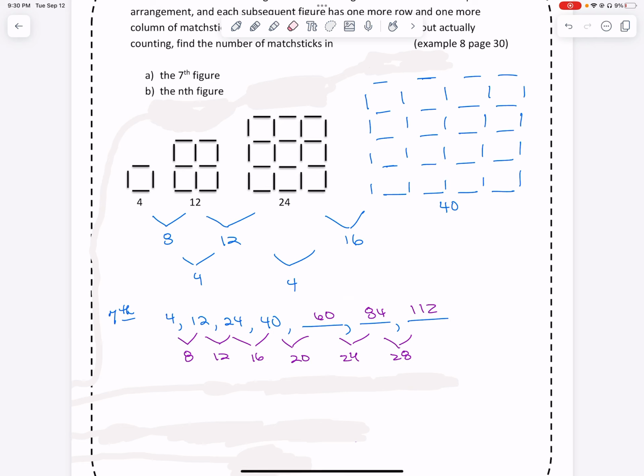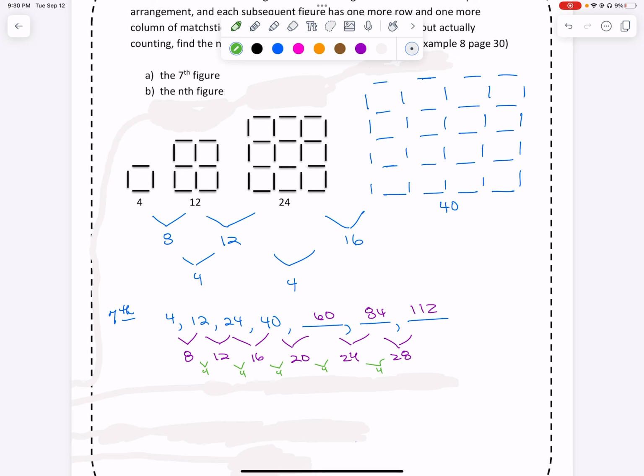So that's what I'm going to do. I've got my common difference. Notice that I'm going up by 4s. I didn't actually show that, so maybe I should. I'll show you that this common difference is 4, 4, 4, 4.